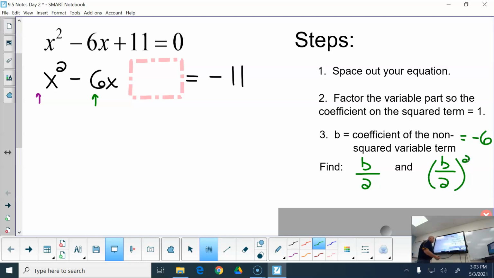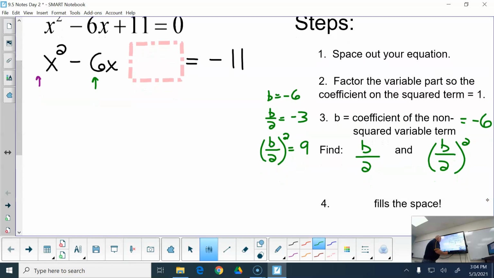Okay? So off to the side, I usually literally say, okay, B is negative 6. B over 2, so that would be negative 6 divided by 2 is negative 3. Okay? And then I'm going to square that. So B over 2 quantity squared is going to be 9. Okay? Again, you can pause this video and pick it up if I'm going too fast for you. Okay? So I'm going to find those 3 values. I'm going to put it off to the side a little bit.